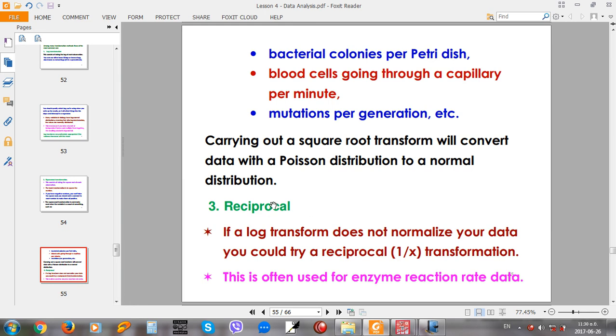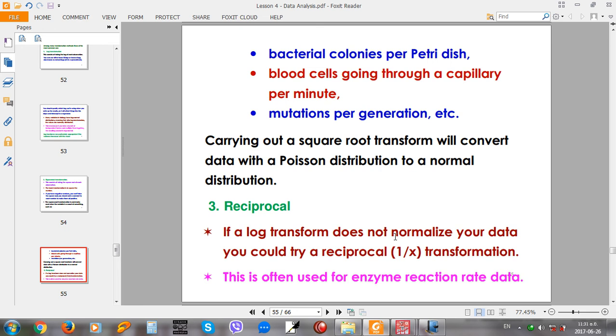The other one is the reciprocal. You know that if the log transform does not normalize your data, you could try the reciprocal transformation. So what does reciprocal mean? It means you swap the numerator and denominator. Suppose you have 5, which is normally a whole number, but the denominator is equal to 1, so 5 divided by 1.